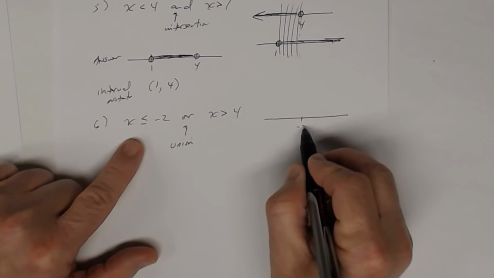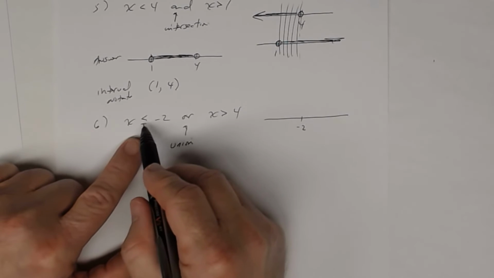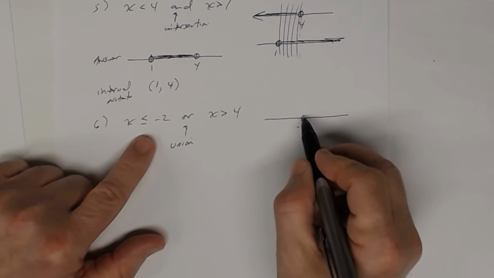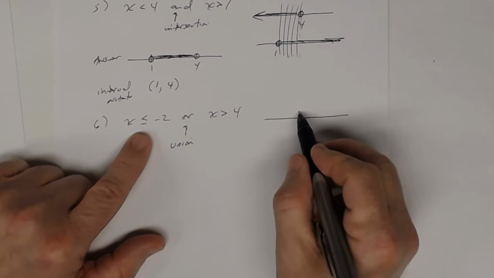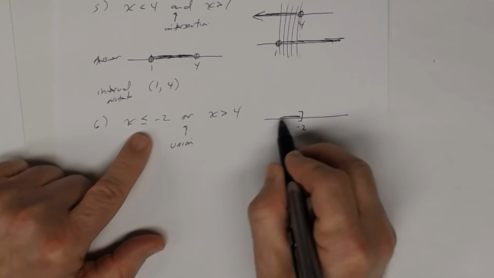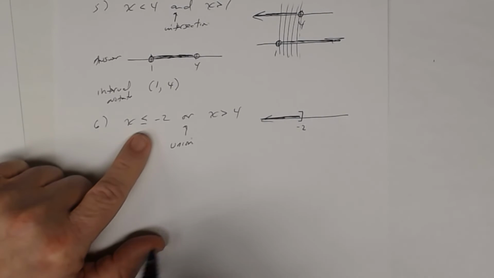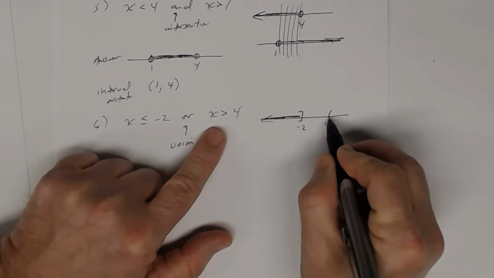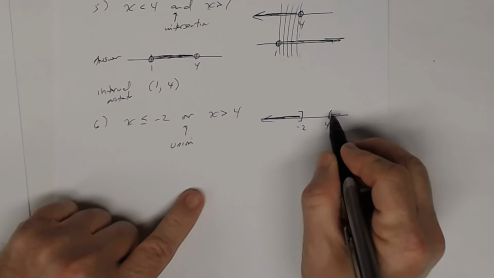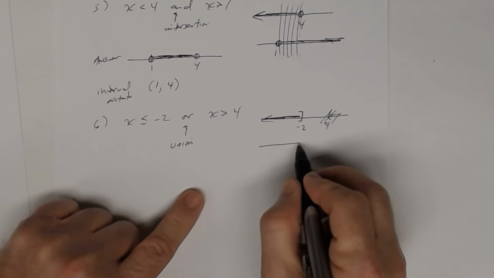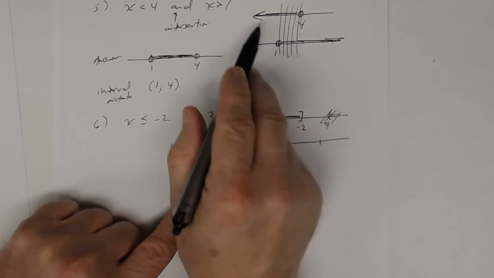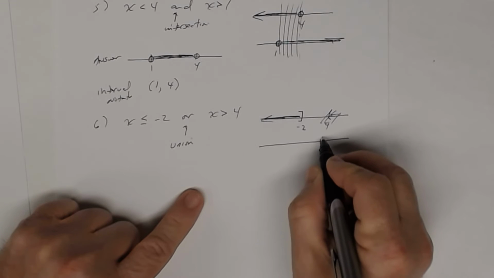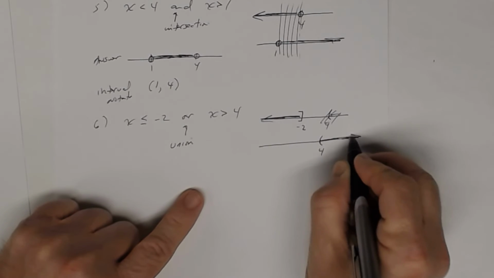So here's -2. Less than or equal to, notice the equal sign, so -2 has to be included. So we're going to use brackets and point to the left, just like this. Okay, and then x is greater than 4. Here's 4, parentheses, pointing to the right. Sorry, I meant to use a different graph because I'm going to keep it consistent with everything else. So here's 4, pointing to the right, parentheses.